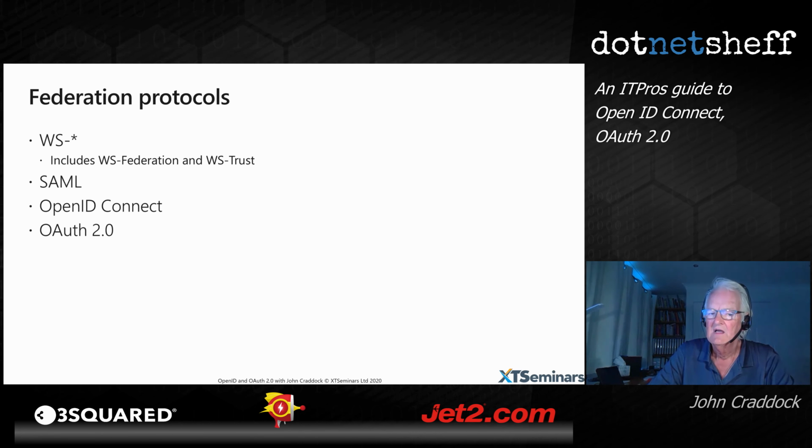OpenID Connect authenticates you to a front-end service, and then from that front-end service you get an access token, which uses the OAuth 2 protocol to give you limited access to a backend API. But don't worry about the detail for the moment. I will come back to it very shortly.